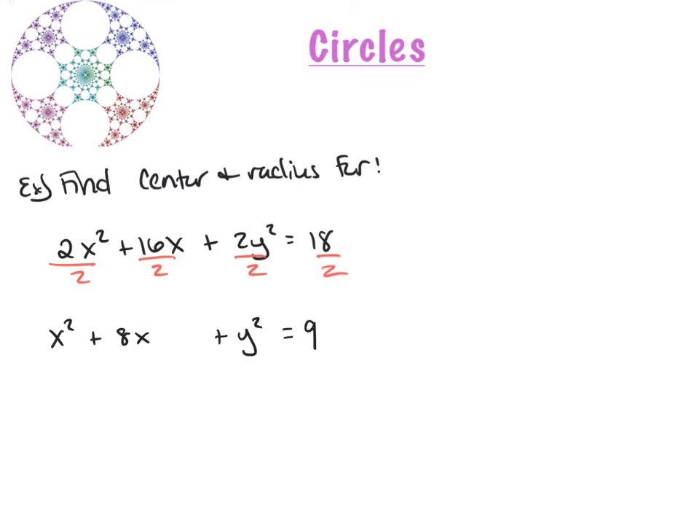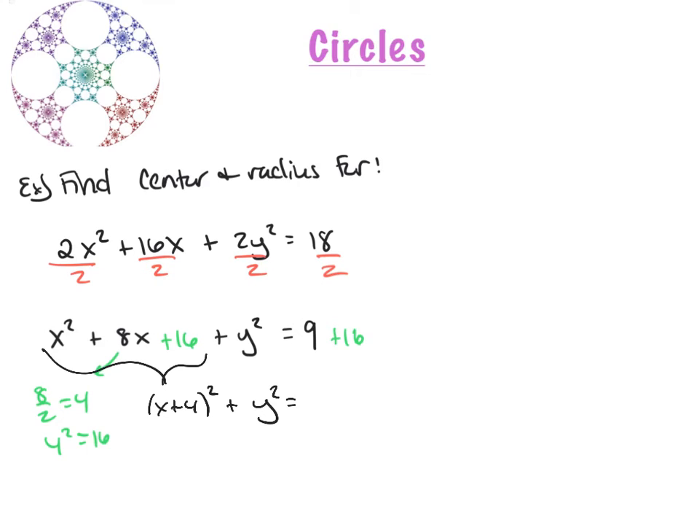Very cool. Okay, now we can complete the square. So 8 divided by 2 is 4. 4 squared is 16. And I'm going to add that to both sides. Now, for the y squared, there is no y term, so I don't have to complete the square here. I'm done completing the square with the x's, and these will turn into x plus 4 all squared plus y squared equals 25. So my center is at negative 4, 0, and the radius is 5, the square root of 25.